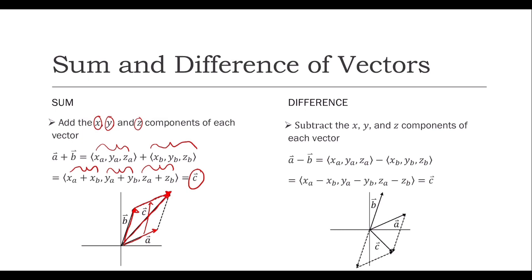To find the difference, you subtract the x, y, and z components of each vector. So a minus b would be your x value of a minus x of b, y of a minus y of b, and then z of a minus z of b. Graphically, this would be your a vector and then the reverse of your b. If you're adding, you would go this way, but since we're subtracting, we're going to go down, and then you can draw your c vector there.